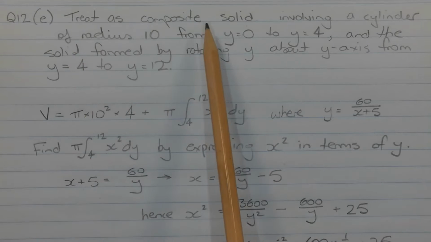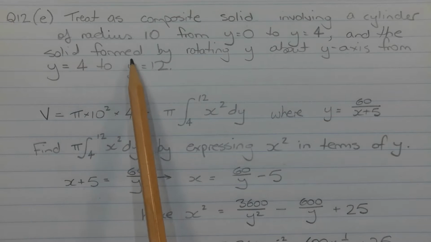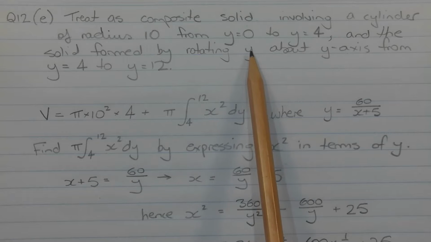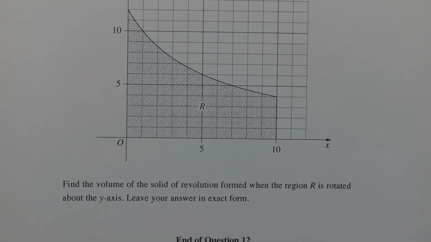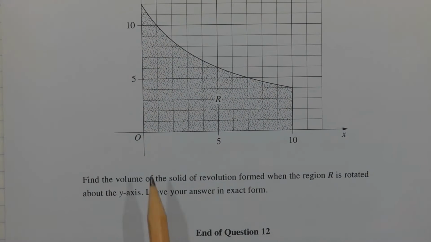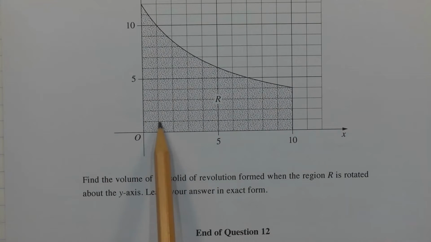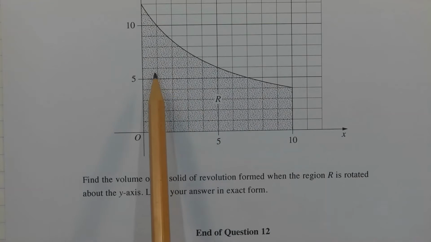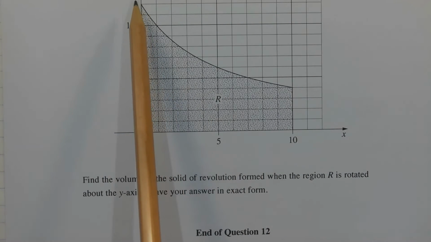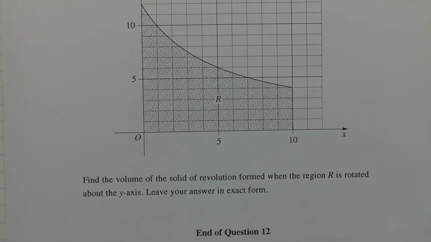We can treat this as a composite solid involving a cylinder of radius 10 from y equals 0 to y equals 4 and the solid formed by rotating y equals 60 over x plus 5 about the y-axis from y equals 4 to y equals 12. If we go back to the graph, from y equals 0 to y equals 4, we have a rectangular region, and when we rotate that rectangular region about the y-axis, we form a cylinder with radius 10, height 4. And we add on to that the volume that's formed by rotating the hyperbola from y equals 4 to y equals 12.